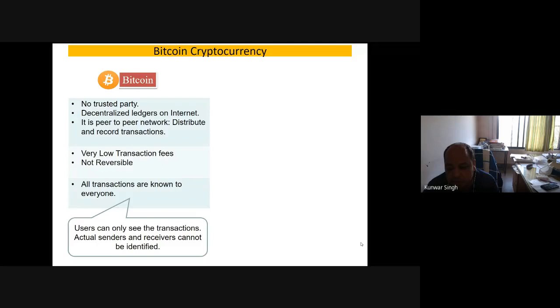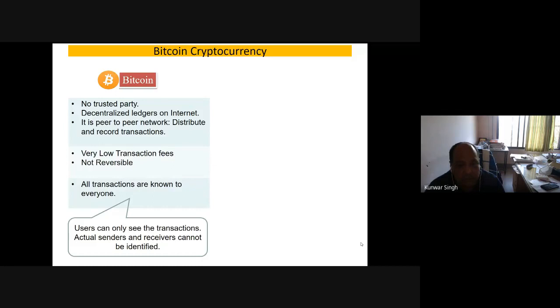The second thing is a decentralized ledger on the internet. In a central system like rupee or dollar, the ledger is with the bank or the government of India. Here the ledger is with every node, every user, so it's completely decentralized. Every user knows all the transactions from the first till now. It's a peer-to-peer network that distributes and records the transactions.